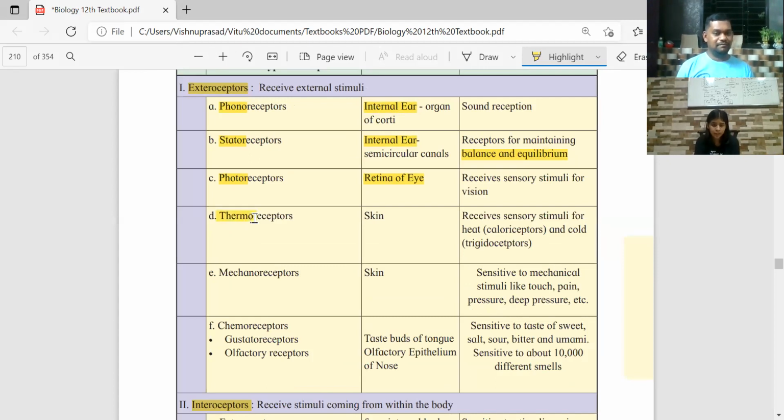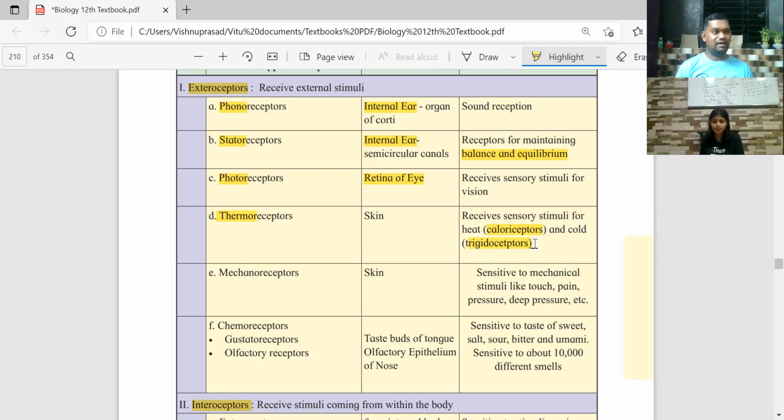Next, thermoreceptor. Thermo मतलब heat. Thermometer, heat, temperature. Whatever is your surrounding temperature, you are able to detect. That is in the skin. Degree Celsius value or something, but इतना पता चल जाता है कि गर्म है कि ठंडा है. So that is there all over your skin. It's a sensory stimulus for heat. अगर वो heat के लिए detect कर रहे हैं, तो we call it caloriceptors. We call it frigidoreceptors.